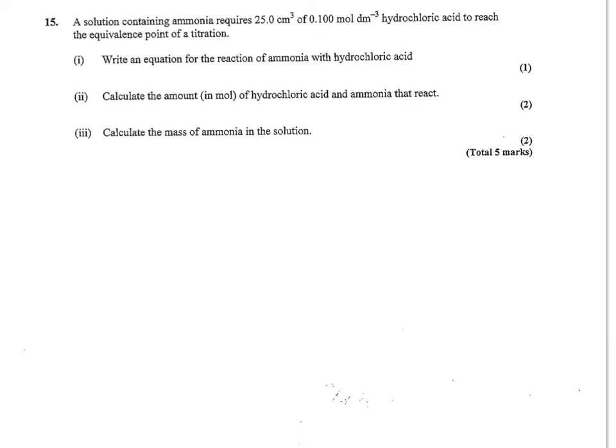And number 15, a solution containing ammonia requires 25 centimeters cubed of 0.1 molar hydrochloric acid to reach the equivalence point of titration. So I've got NH3. And if you don't remember what ammonia is, again, if you check your data booklet, it's used commonly, or it's in a number of compounds. You should be able to find it. Ammonium, NH4 plus, is slightly different, so make sure you pay attention. I'm titrating with HCl. You can either combine these to get NH4Cl, or you could write them as separate ions, NH4 plus and Cl minus. Either one is fine for the product side.